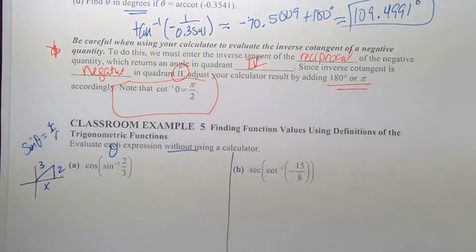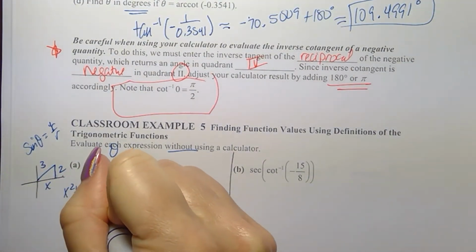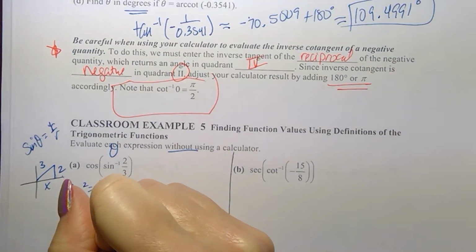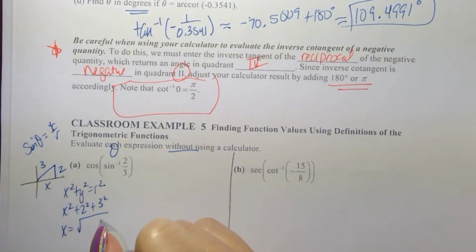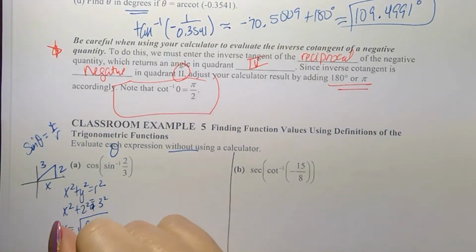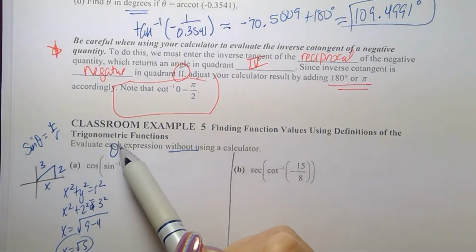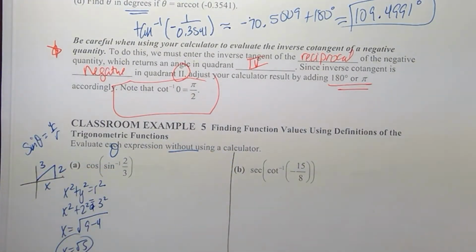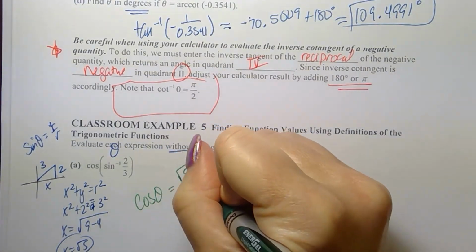Well, how do I find x? I use the Pythagorean theorem. So I have x squared plus y squared equals r squared, where y is 2 and r is 3. So x is going to be the square root of 9 minus 4. And I know that x is positive because I'm in quadrant 1. So x is a positive square root 5. That's angle theta, and I need the cosine of theta. Well, cosine of theta is x over r. So cosine of this angle theta is square root 5 over 3.